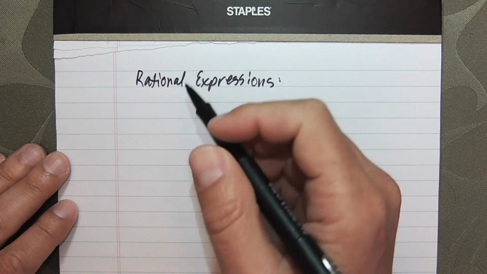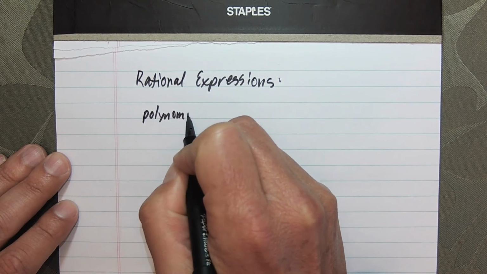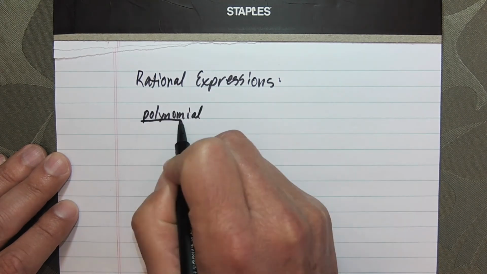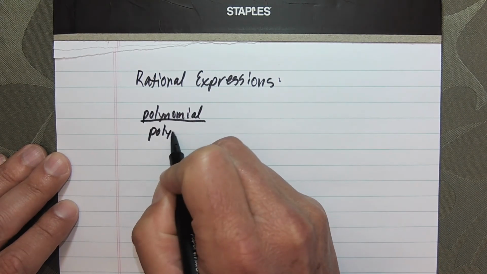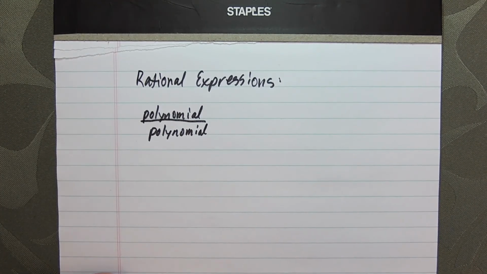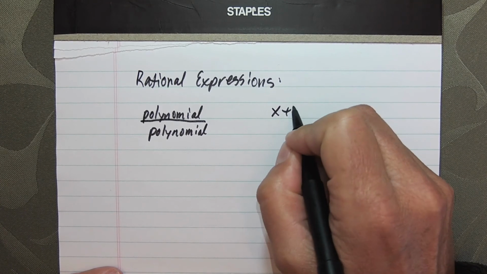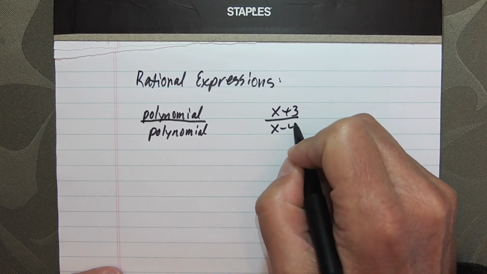So here we go. Rational expressions is basically a polynomial divided by a polynomial. And please, Diane, ask questions if something doesn't make sense. So some examples would be like x plus 3 over x minus 4.